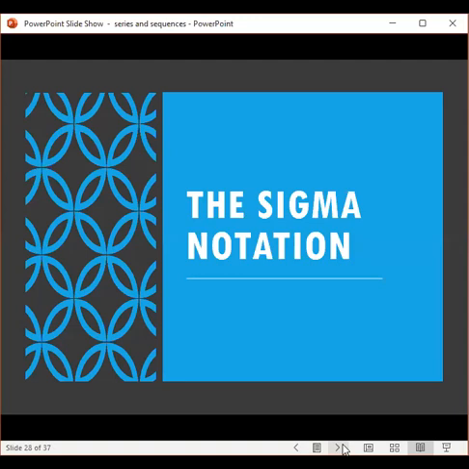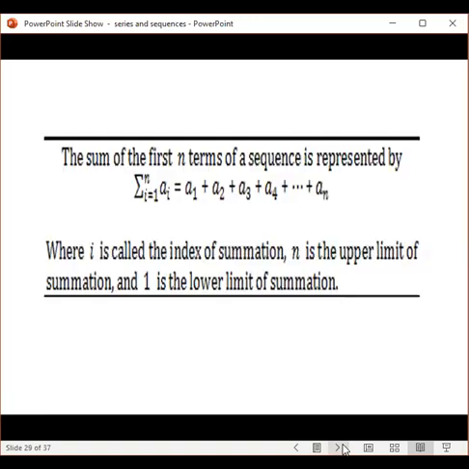So let's now proceed with the sigma notation. To represent a sum or a series, it can be represented by the sigma notation. The sigma notation is the summation notation. So the sum of the first n terms of a sequence is represented by the summation of a sub i, where i is from 1 to n. So that is equal to a sub 1 plus a sub 2 plus a sub 3 up to a sub n, where i is the index of summation and n is the upper limit of the summation and 1 is the lower limit of the summation. So our index started with 1, ended with n.